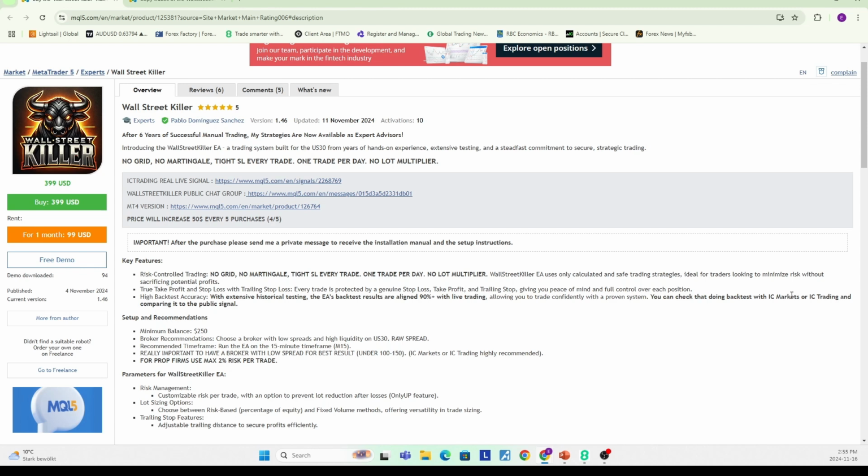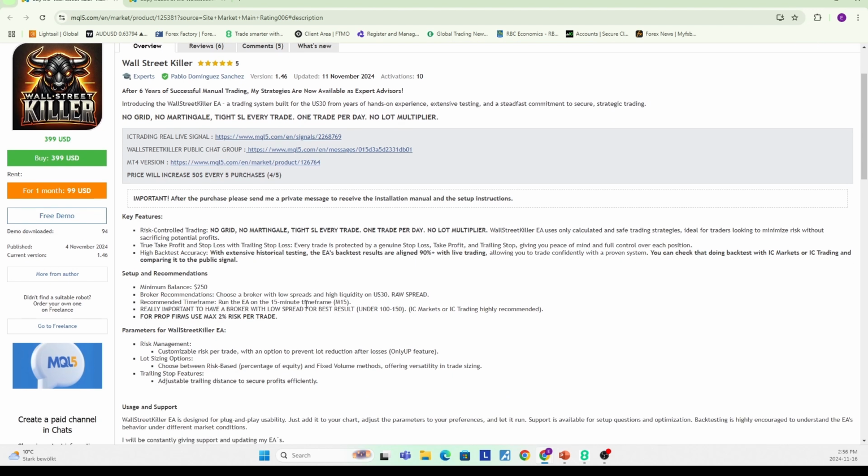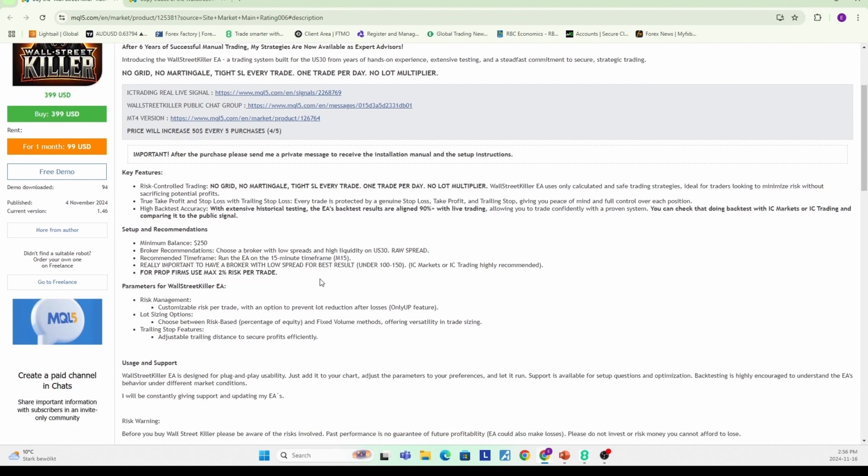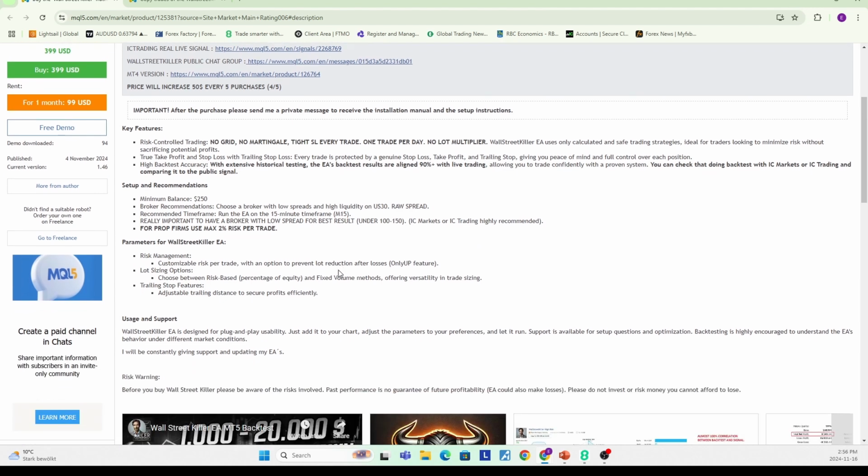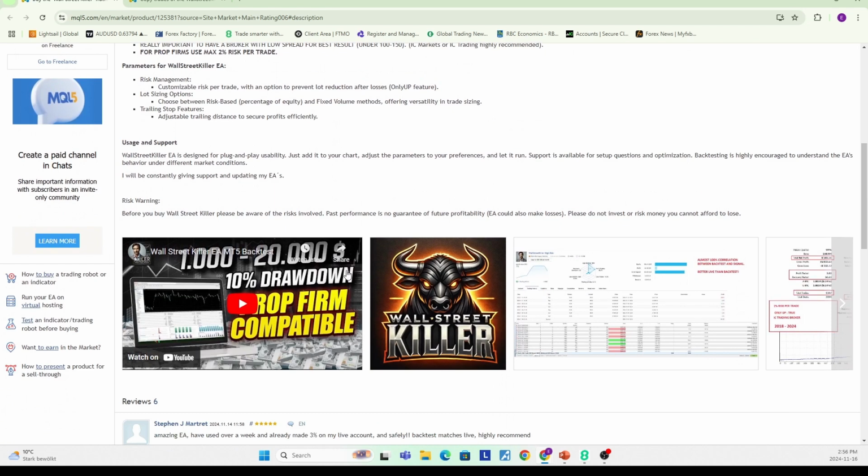As he's really emphasizing the transparency and he's being radically transparent, that's a very good sign that there might be something interesting to look at here. And to get an idea of how the strategy works, we can see that this is a US 30 expert advisor. It trades on the 15-minute time frame, and it is a spread-sensitive robot. So that's quite an interesting set of characteristics.